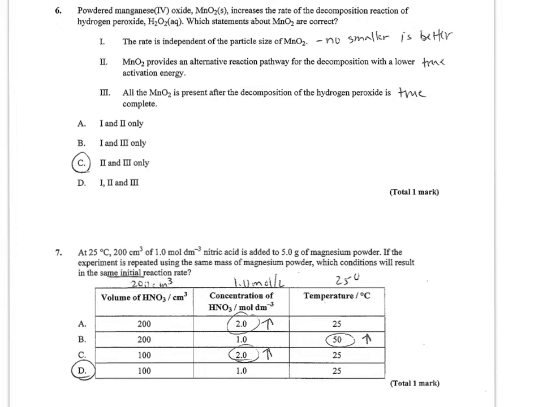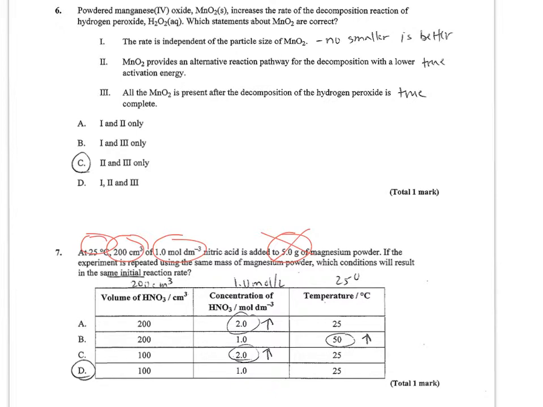Number 7, at 25 degrees, so there's my temperature. I have 200 centimeters cubed of a 1 molar nitric acid solution added to 5 grams of magnesium powder. If the experiment's repeated using the same mass of magnesium powder, so that's not going to be a factor, which conditions will result in the same initial reaction rate?